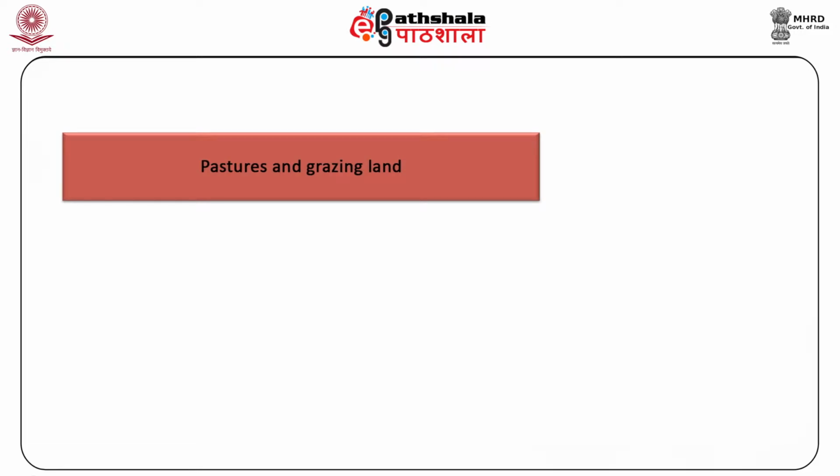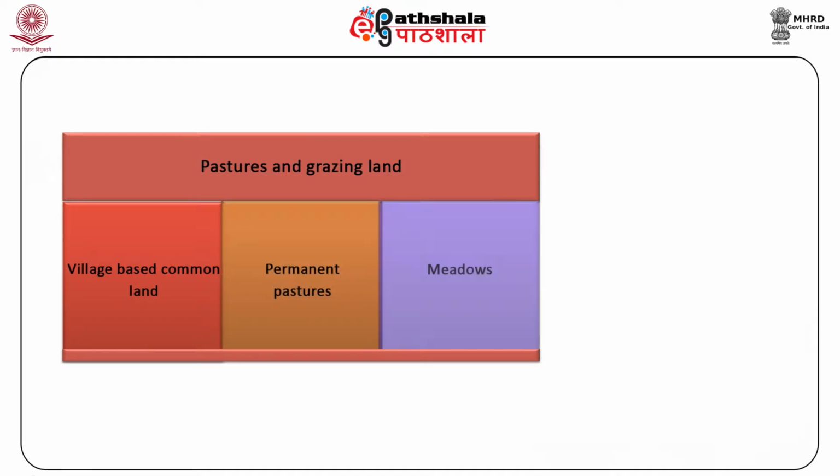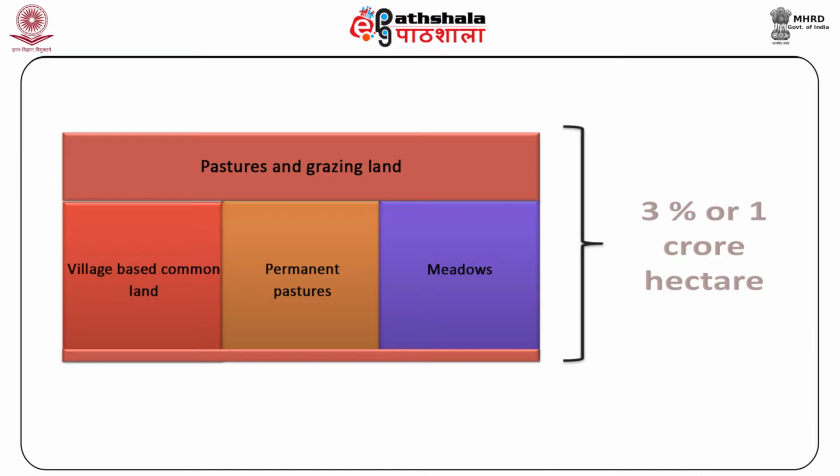Pastures and grazing land. These include village-based common land, permanent pastures and meadows, and occupy around 3% or 1 crore hectare of the total area.